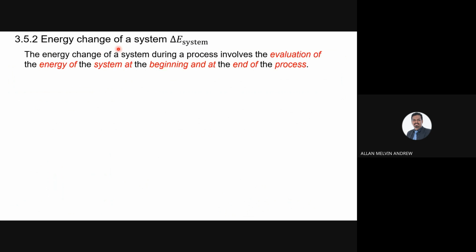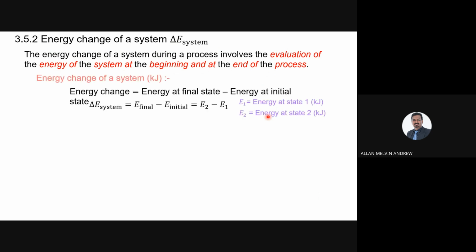Okay, energy change of a system. The energy change of a system during a process involves the evaluation of the energy of the system at the beginning and the end of the process. So you are calculating at the beginning and the end of the process. In between, you can have a lot of processes, but we don't take all that into consideration, because until you know when you want to stop, then we calculate. Along the process, energy can add up or it can leave the system. But what will be at the end? That is what we are concerned with.